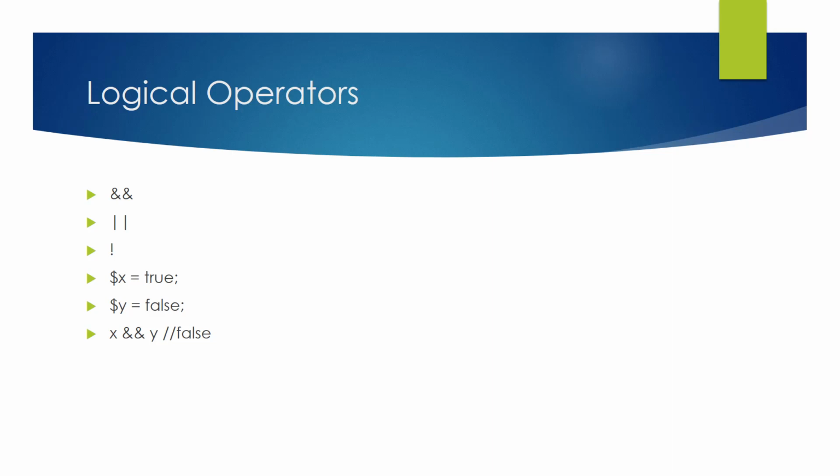Then we have or. So here either one of them should be true, and here we have x set to true, then the output in this case will be true. Next we have not operator, and here as you can see we are saying y is not true, so actually y is false, and in this case the evaluation result will be true. So that was all about the operators in PHP. In the next lecture, we'll be making use of conditional statements, and there you will see the usage of these logical operators as well as comparison operators.